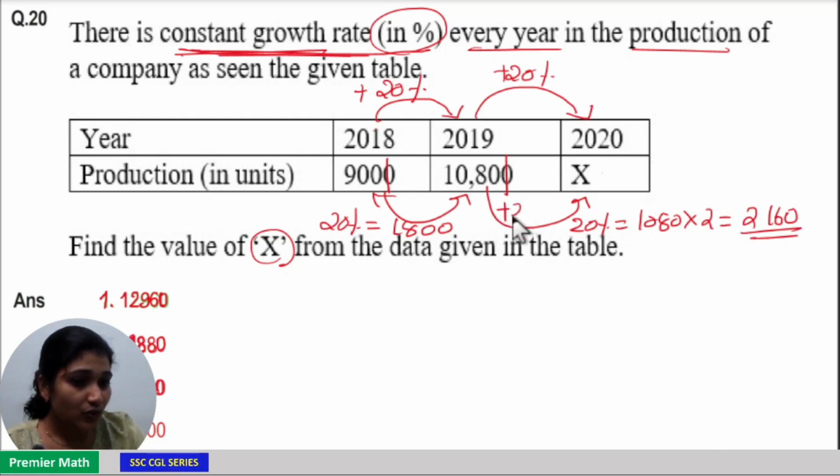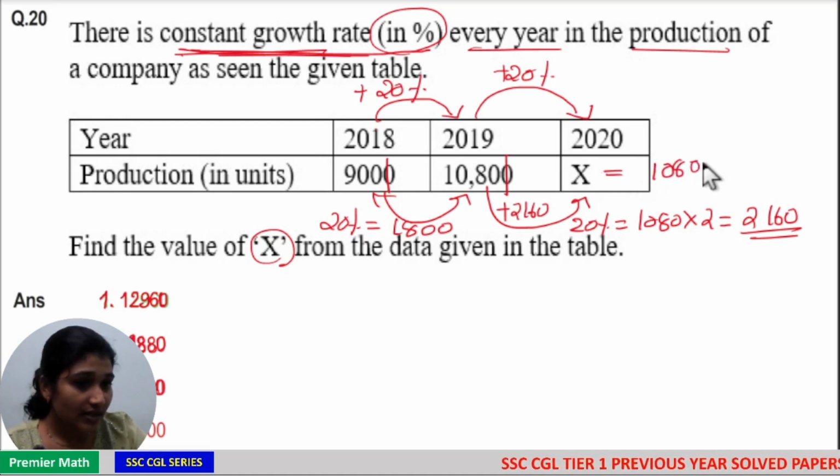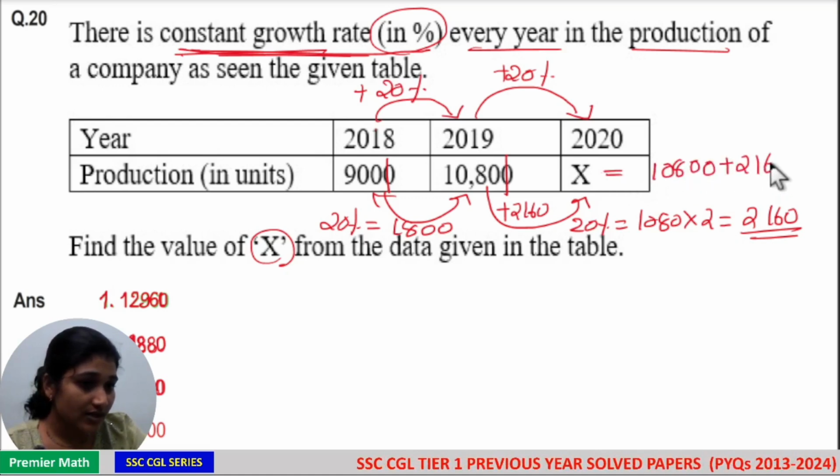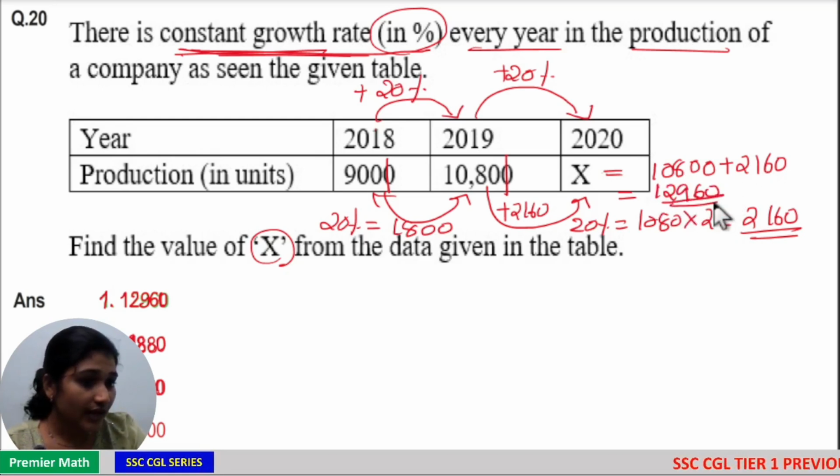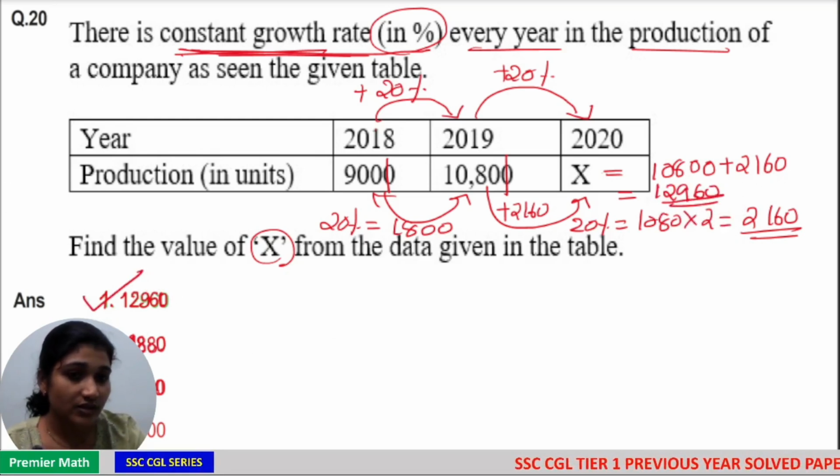So add 2160 to 10,800. So x is equal to 10,800 plus 2160, which is equal to 12,960. Option 1 is your answer.